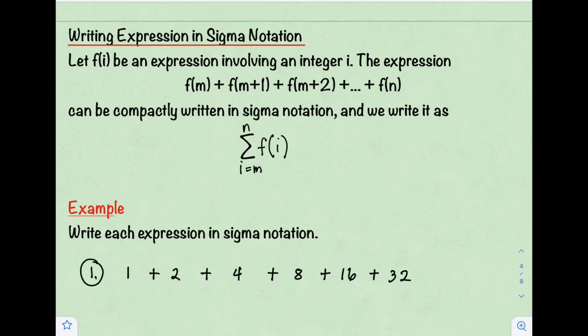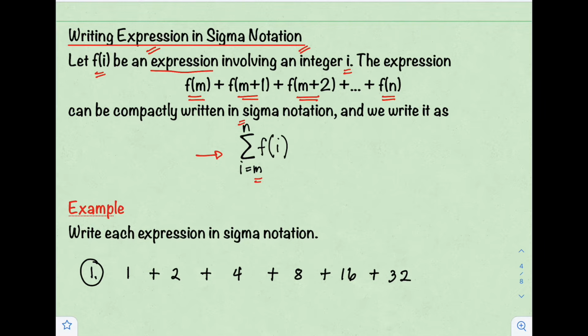For this video, I will show you how to write an expression in sigma notation. So let f of I be an expression involving an integer I. The expression f of m plus f of m plus 1 plus f of m plus 2 up to f of n can be compactly written in sigma notation, and we write it as the summation of f of I from I equals m to n.